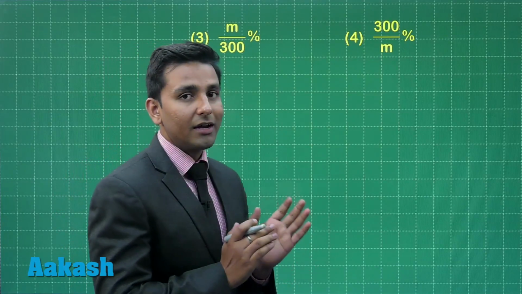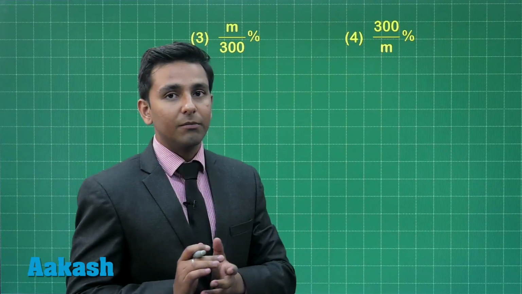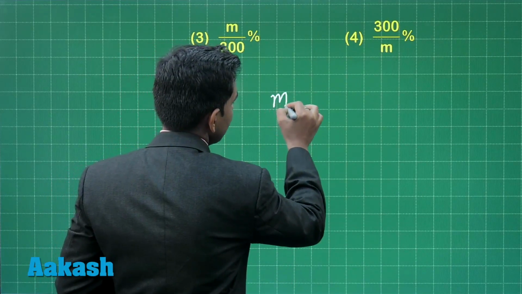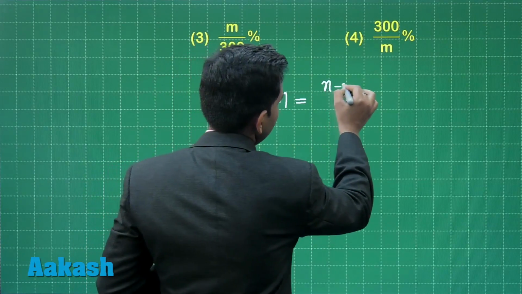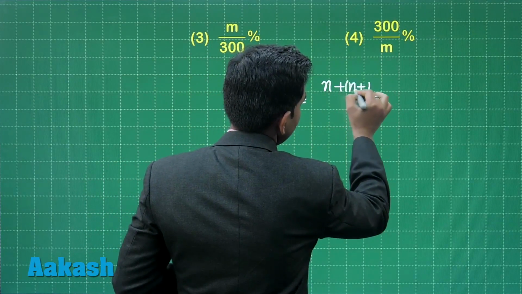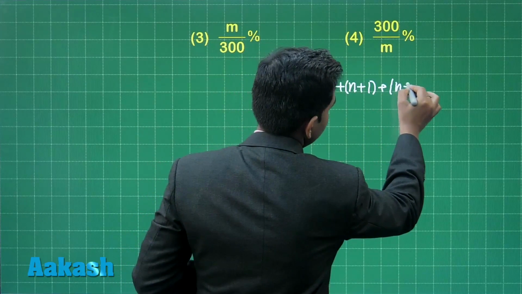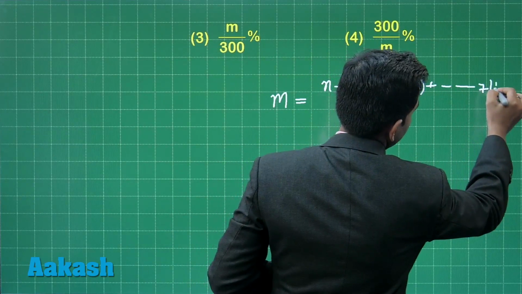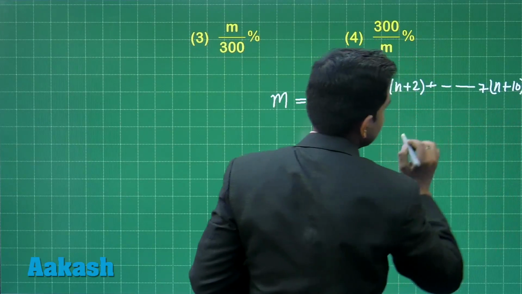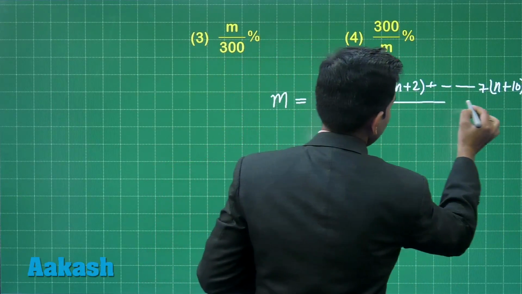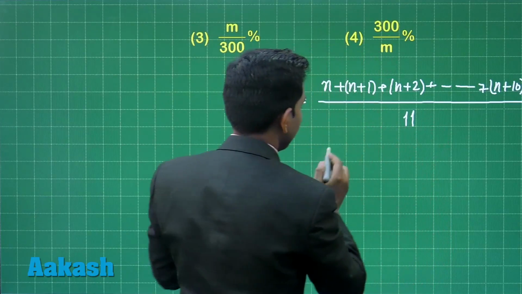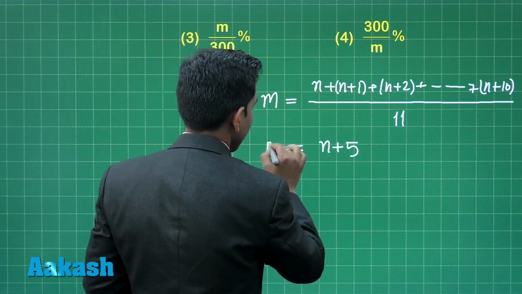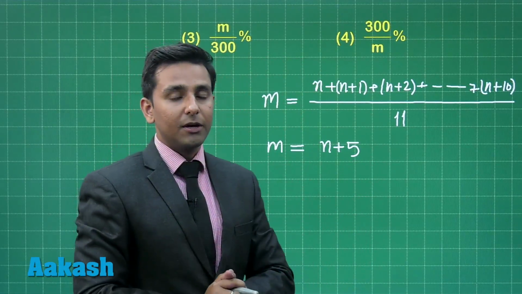So we are assuming the numbers are n plus 1, n plus 2 up to n plus 10, because we have 11 consecutive natural numbers. So its mean is represented as small m, which is equal to n plus 1, the second number, then we have n plus 2, third number, up to n plus 10. So here we have the 11 consecutive natural numbers. So when divided by 11, we'll get the mean of these numbers, and the mean will be n plus 5. So here we are getting the value of m, which is equal to n plus 5.